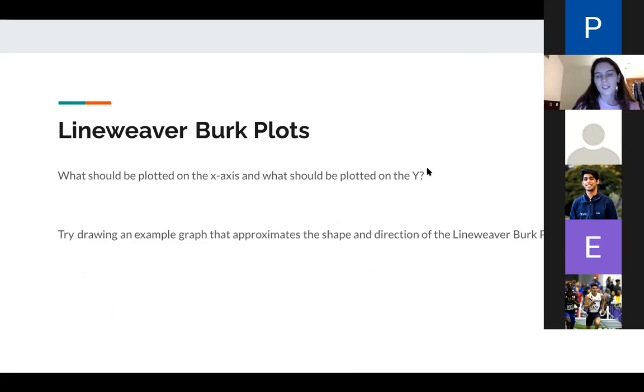Does anyone have an estimate or know what should be plotted on the x-axis and what should be plotted on the y-axis? You can send it in the chat. Okay, yeah, awesome.